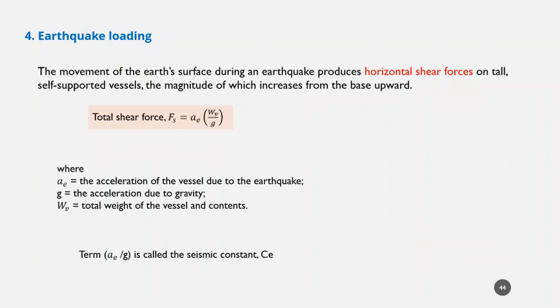Okay, the next is earthquake loading. The movement of the earth's surface during an earthquake produces a horizontal shear force on the self-supported vessel, the magnitude of which increases from the base upward. So we can determine the total shear force using this equation. WV is the total weight of the vessel including its content, and AEG is the seismic constant, denoted by CE. You may also refer to the reference book for the constant value here.